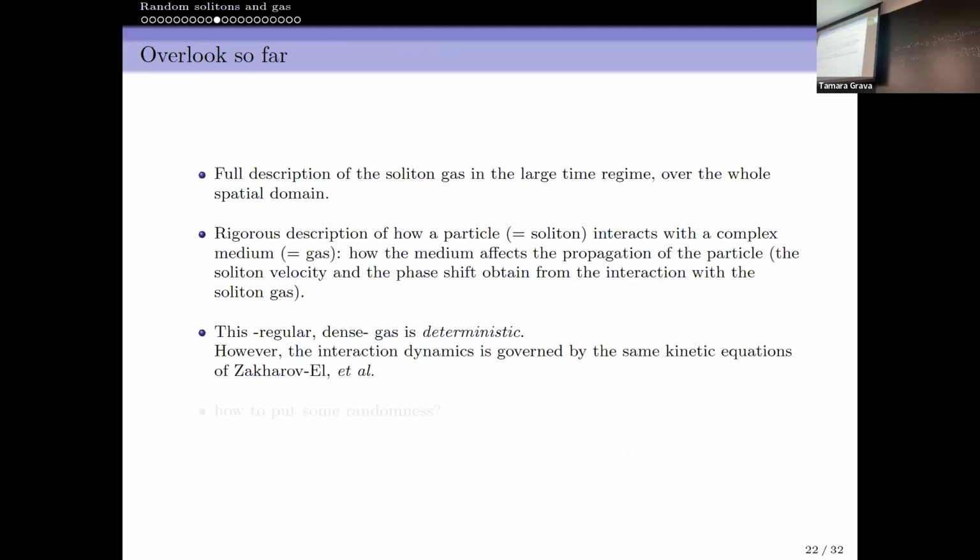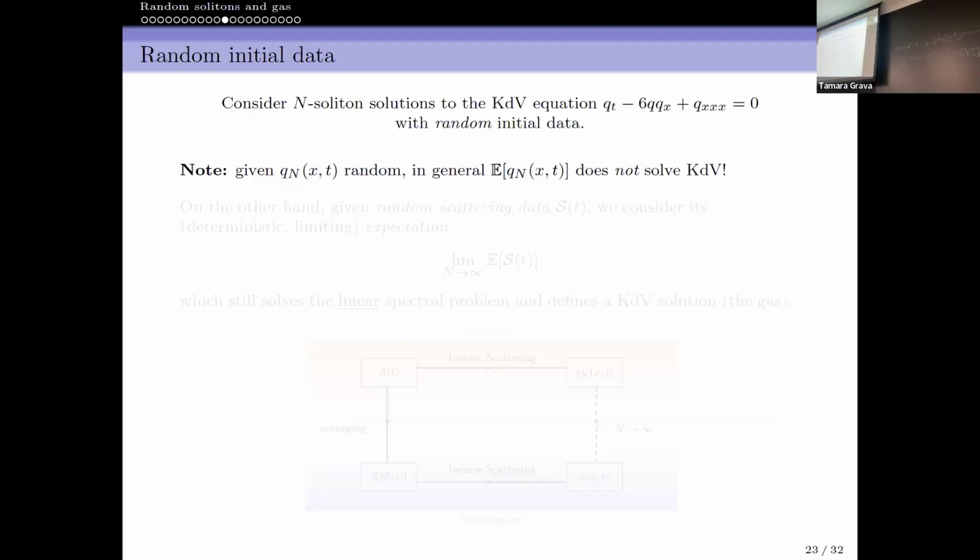Let me skip it. So what I've done so far is a full description of a soliton gas, both in the time regime and in the whole spatial domain. And I described how a test soliton interacts with the gas. So far, I have only done something deterministic. So the idea is how to put randomness. And the idea of how to put randomness is the following.